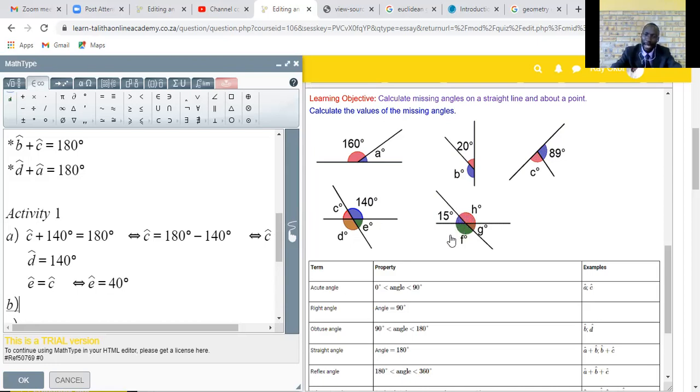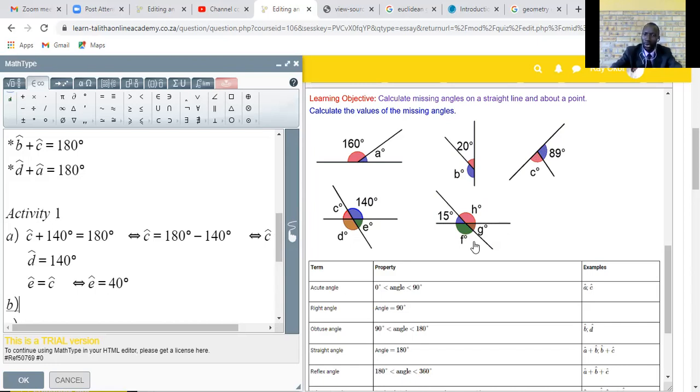So we will go in this direction, F, G, H. So we will want to look at this angle which is related to F. Once we have got the value of F, all these other ones will be a lot easier for us. Which property are we going to use to find the value of F?